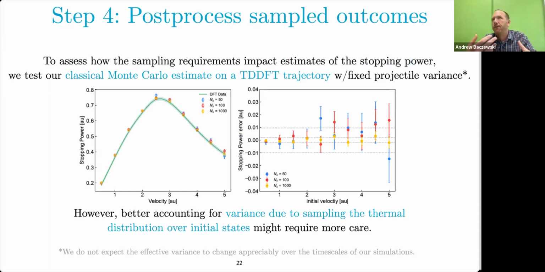And in order to assess how those sampling requirements affect the overall overhead, we essentially used a classical Monte Carlo estimate on a classically computed TT-DFT trajectory with a fixed projectile variance that models essentially the variance that we expect in the quantum simulation. And this is the sort of stopping curve that we expect to see for essentially proton stopping in one of these plasmas.